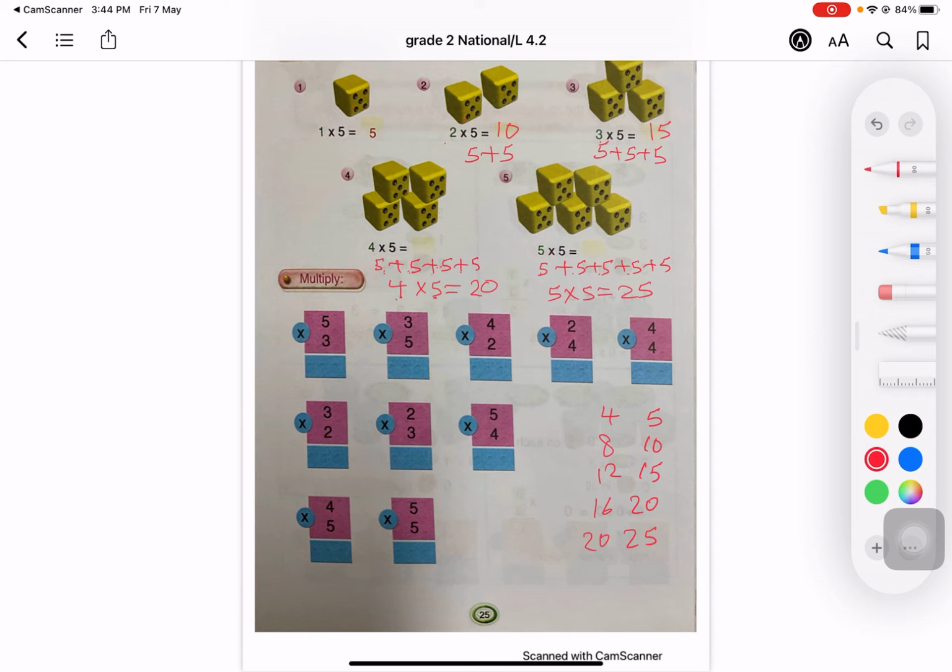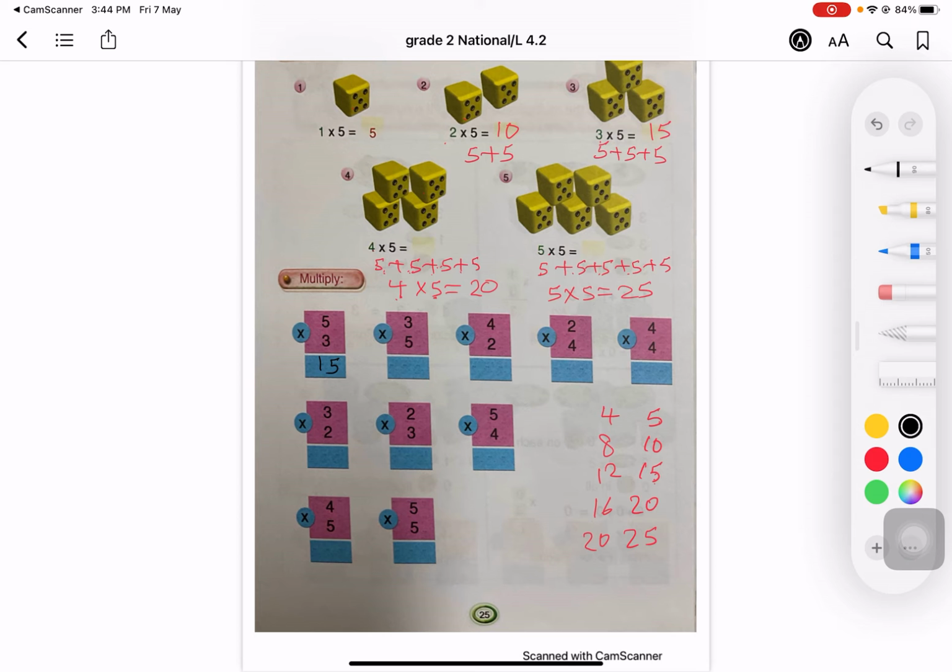Now let's do these multiplications. They ask you to multiply, for example, 3 by 5. You are repeating the 5, 3 times: 1, 2, 3. What is the answer? 15. Here, the answer is 15.